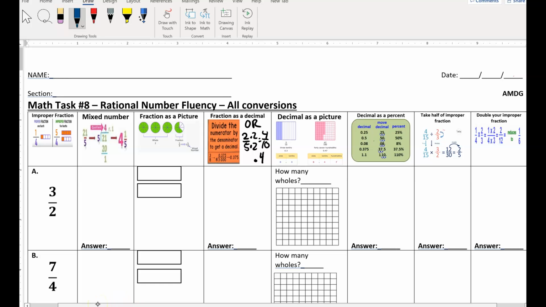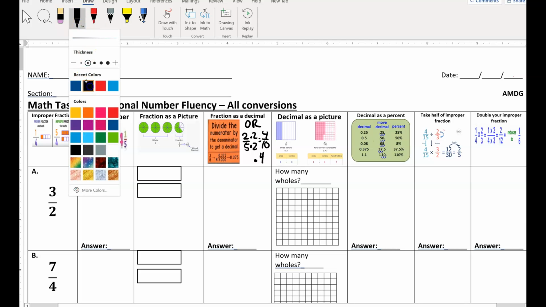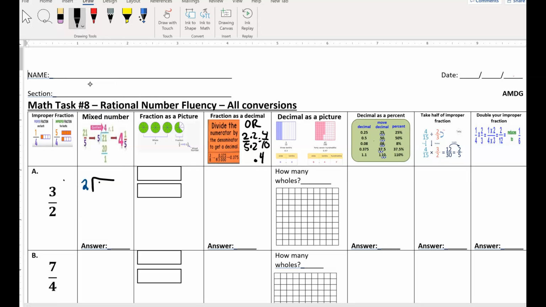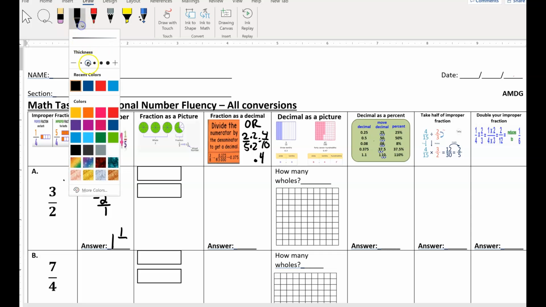So let's start off by taking our improper fraction and making it into a mixed number. We know this is improper because we have a numerator that is larger than a denominator. So to do this, we're going to divide our denominator, which is the bottom number 2, into our numerator, 3. So 2 goes into 3 one time, without going over, with 1 left over. So we have 1 whole. Our new numerator is 1 over. We keep our denominator of 2.